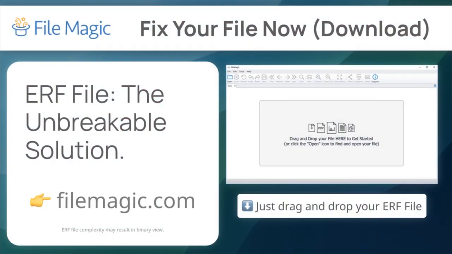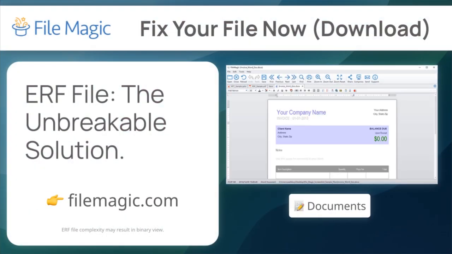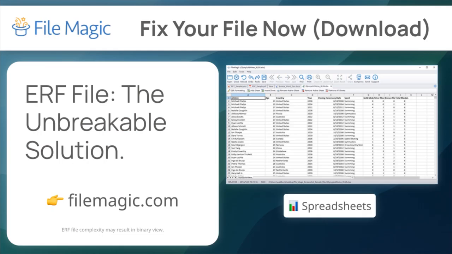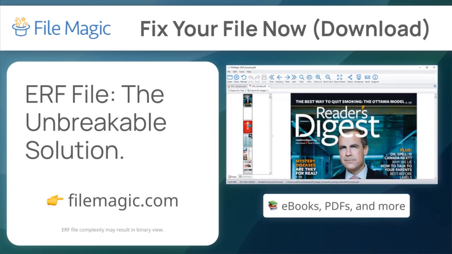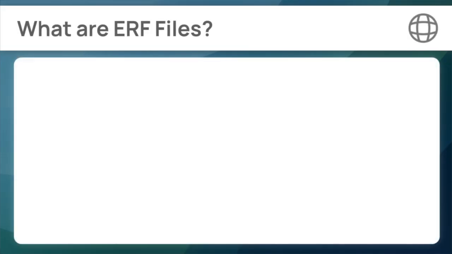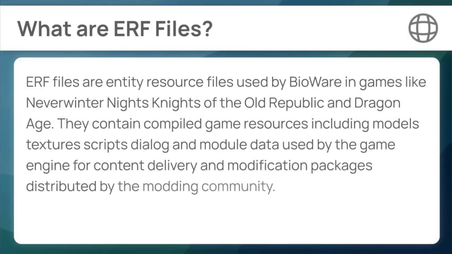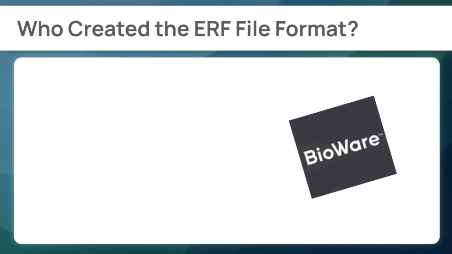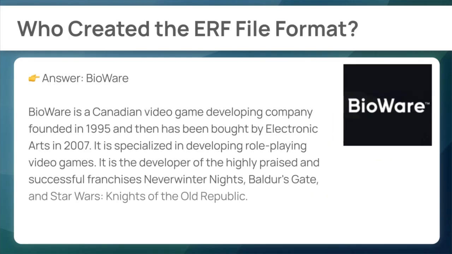Quick check. Before proceeding, know that a universal viewer can often read the data within the ERF archive, even if it can't fully extract it. ERF files are entity resource files used by BioWare in games like Neverwinter Nights, Knights of the Old Republic, and Dragon Age. They contain compiled game resources, including models, textures, scripts, dialog, and module data, used by the game engine for content delivery, and modification packages distributed by the modding community.